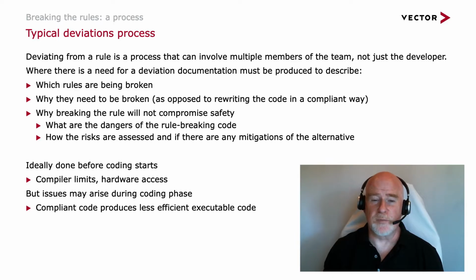So what are the dangers of breaking the rule, and how do we assess the risk and any mitigations of the alternative coding we're using. Now, ideally, we'd like to do this before we start the coding phase. So we may know things like compiler limits and hardware access, so we can set up some deviations before. But it may be that while developing and testing the code, we come across reasons why we may need to deviate. For example, compliant code produces less efficient code, and we can't meet timing or memory constraints for our software, and we need to recode the code in a way that breaks the rules.